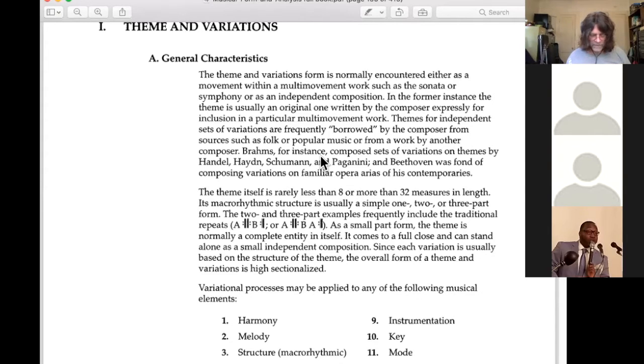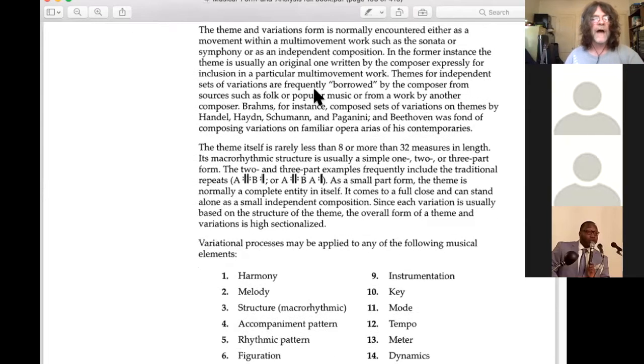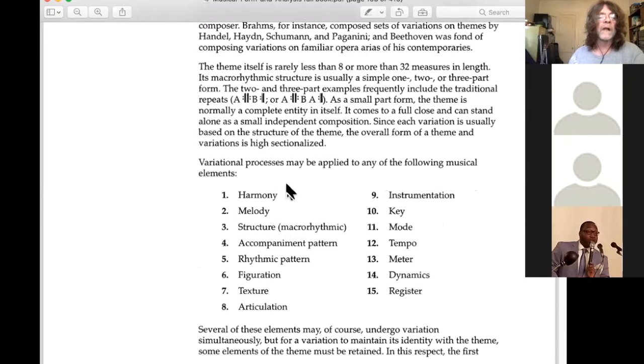The overall form of theme and variation is highly sectionalized. So you have the theme, then you have variation 1, variation 2, and so forth. And so we call it sectionalized, all right? That's an important thing to understand. Variation can be applied to any of these following musical elements: harmony, melody, and structure.